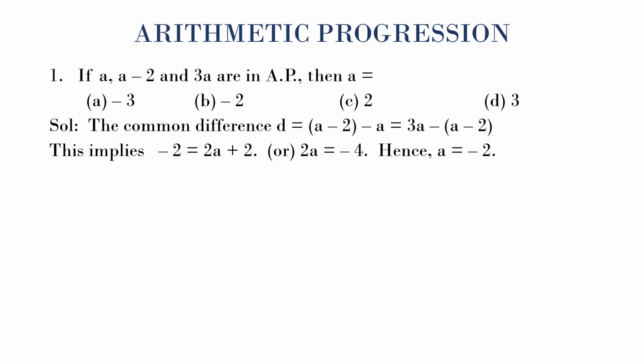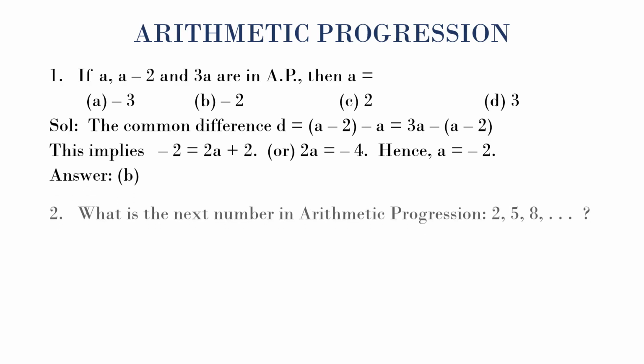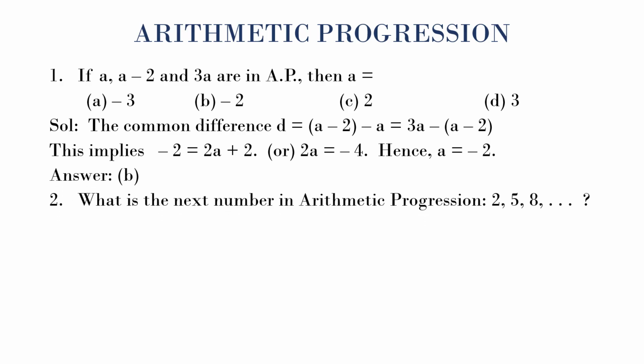So on simplification we get a equal to minus 2, so the answer is B. Next, what is the next number in the arithmetic progression? 2, 5, 8 and so on. So just by observation we can easily say that the common difference is 3.